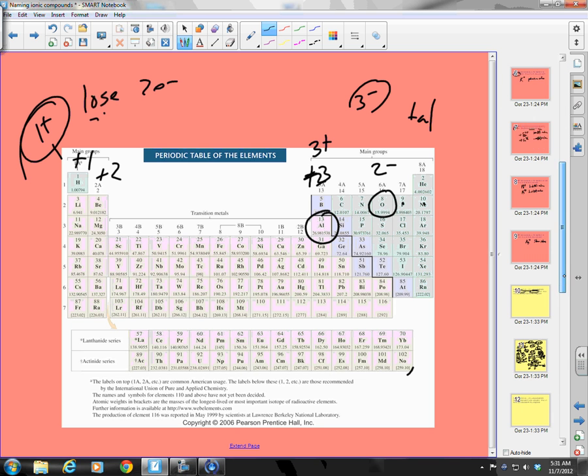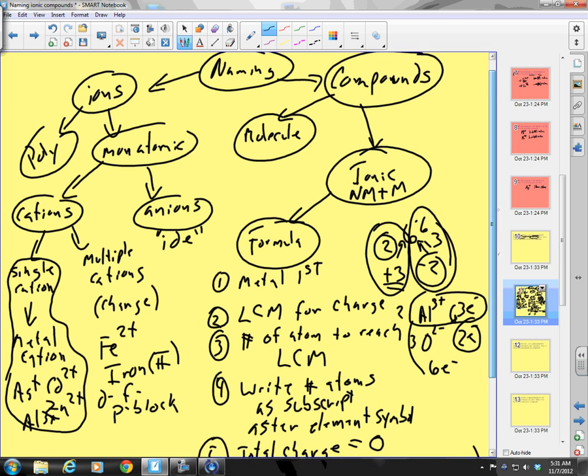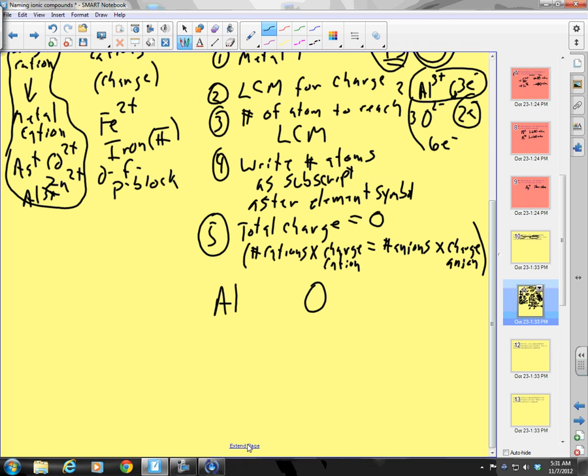So here we go. Let's go to our notes. Let's come down here. Aluminum is going to form a 3 plus. Oxygen is going to form a 2 minus. Good. So what's my least common multiple? 3 times 2 is 6. I need to have 6 electrons lost by aluminum, and I need to have 6 electrons gained by oxygen.